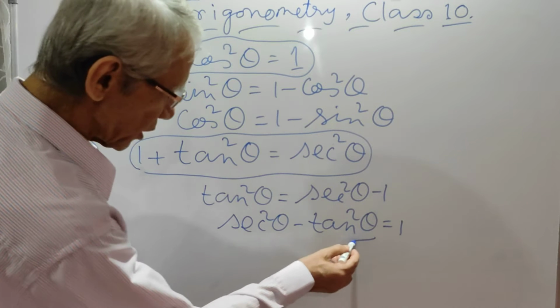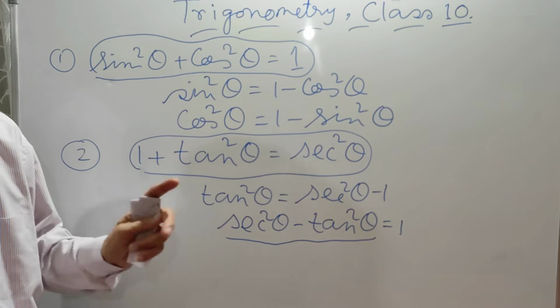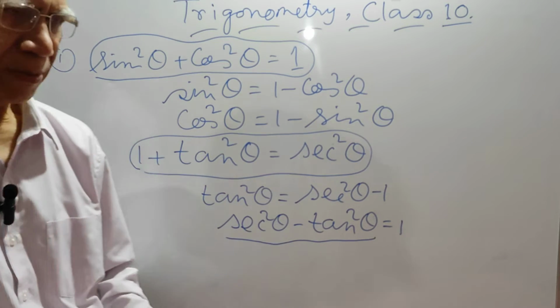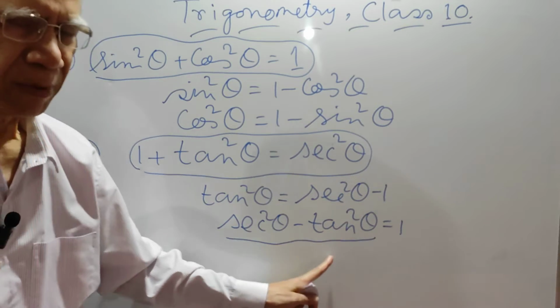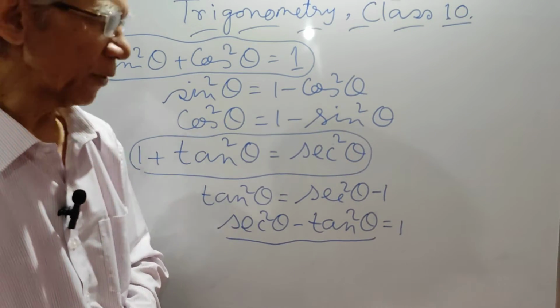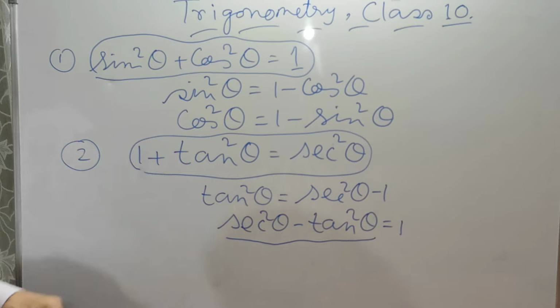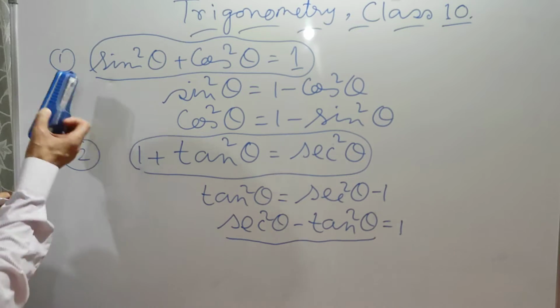Now this relation is important because you can use the a square minus b square formula in the exam. For some numerical problems, you will have to use this one, that is the a square minus b square formula, a plus b into a minus b. This is why these derivations are important. Okay. So from this one we got these two derivations. Then coming to the third one.